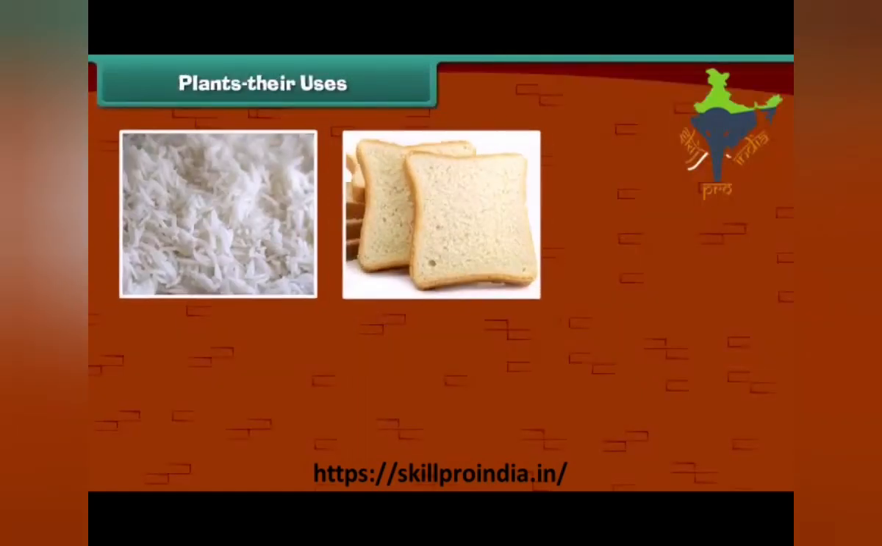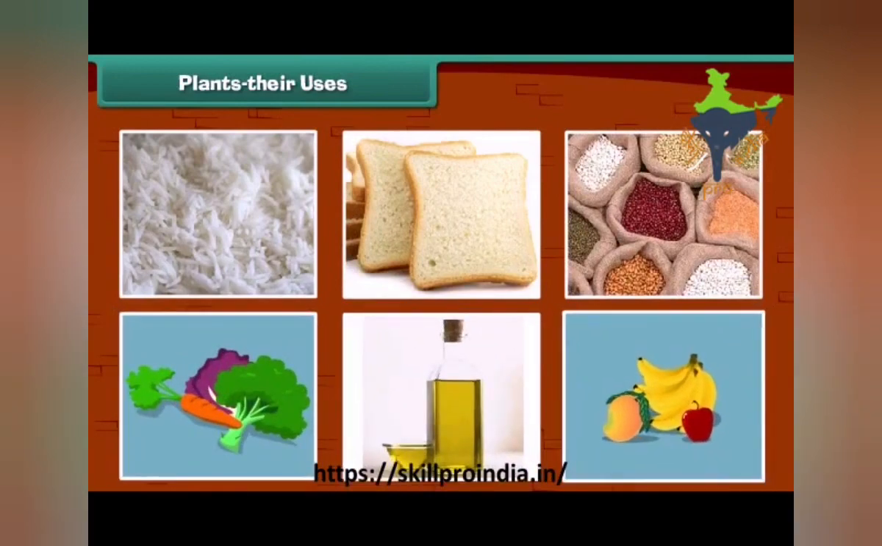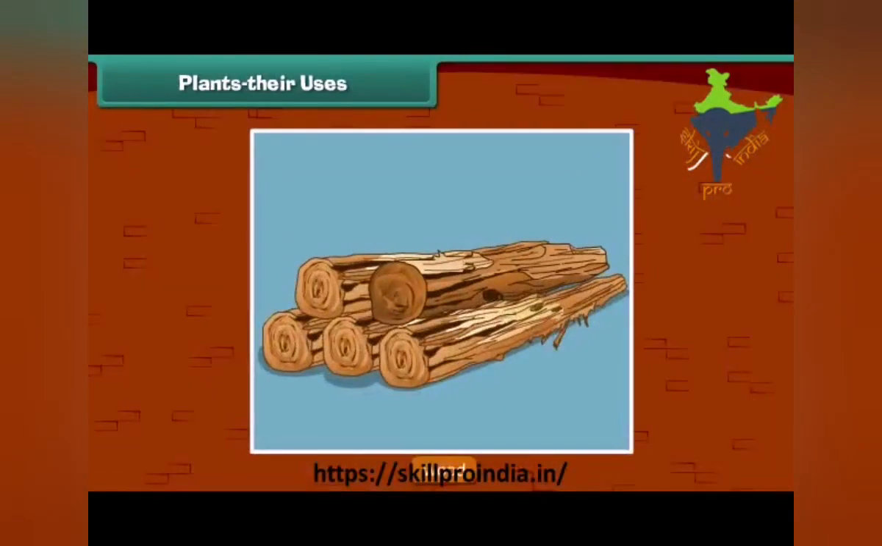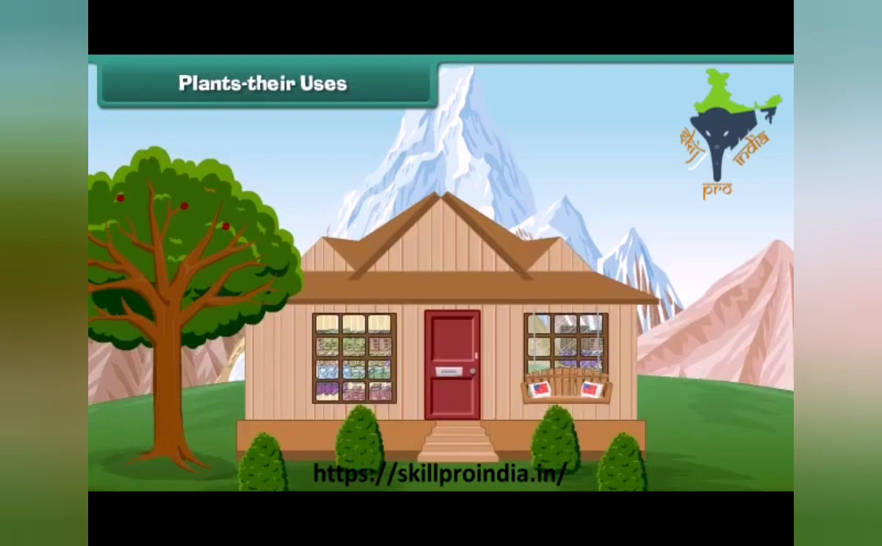Kids, as we know, we get our food items from the plants. Besides the food items, we also get many other things from plants. Many medicines and perfumes are made from plants. Plants also give us wood. In some places, houses are made of wood.